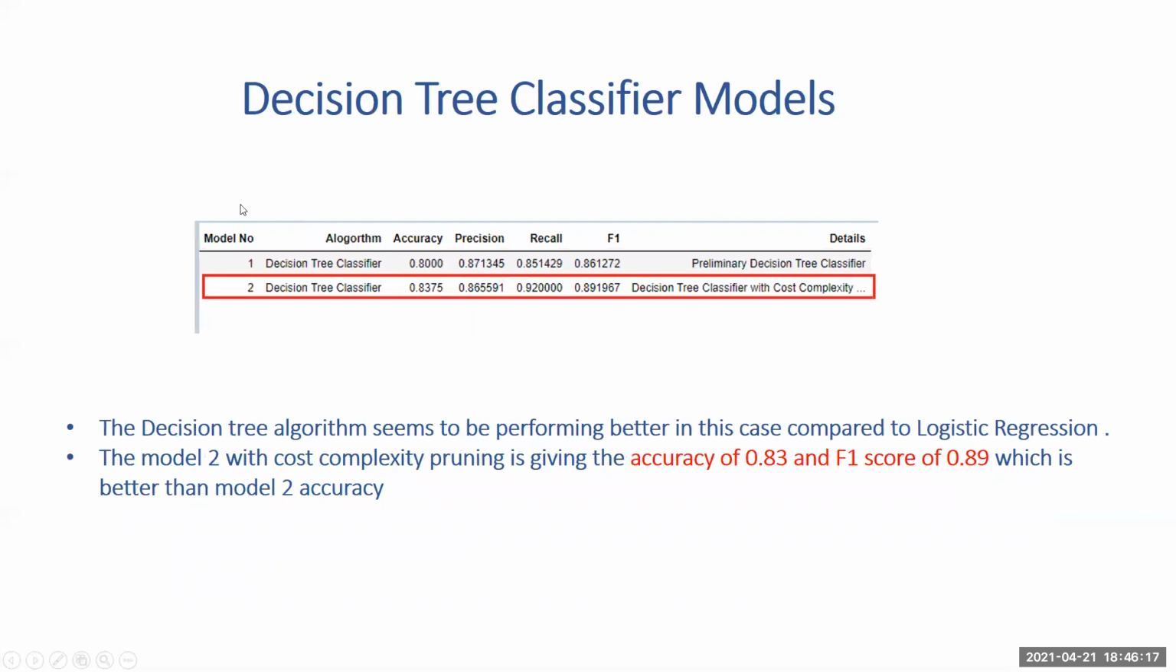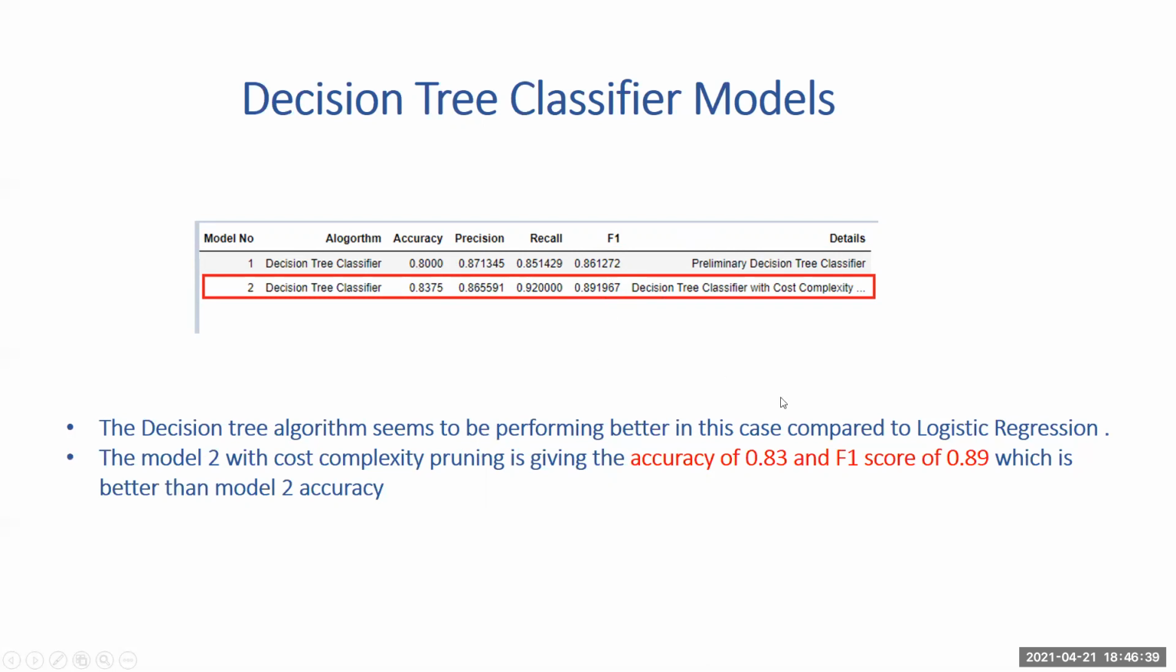So there are 2 models built on the decision tree classifier algorithm. The first is a preliminary decision tree, which has also given a good accuracy and F1 score. But again, on tuning with cost complexity pruning, we are able to achieve an accuracy of 0.83 and an F1 of 0.89.